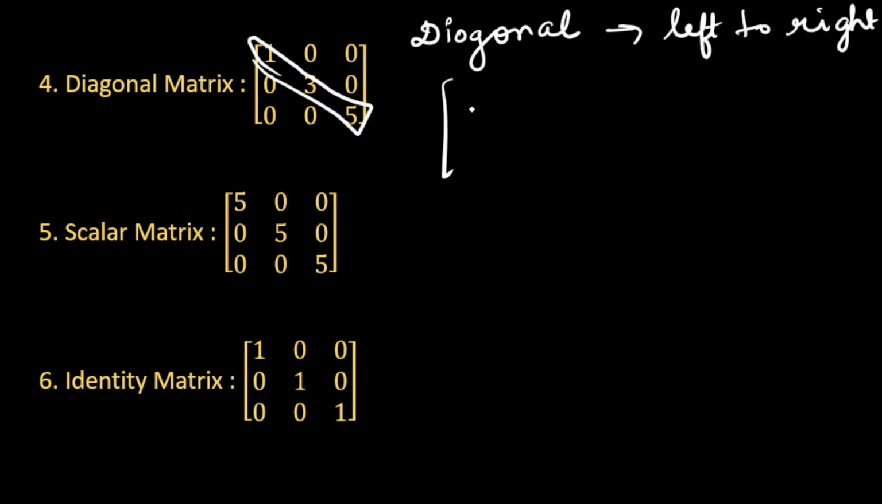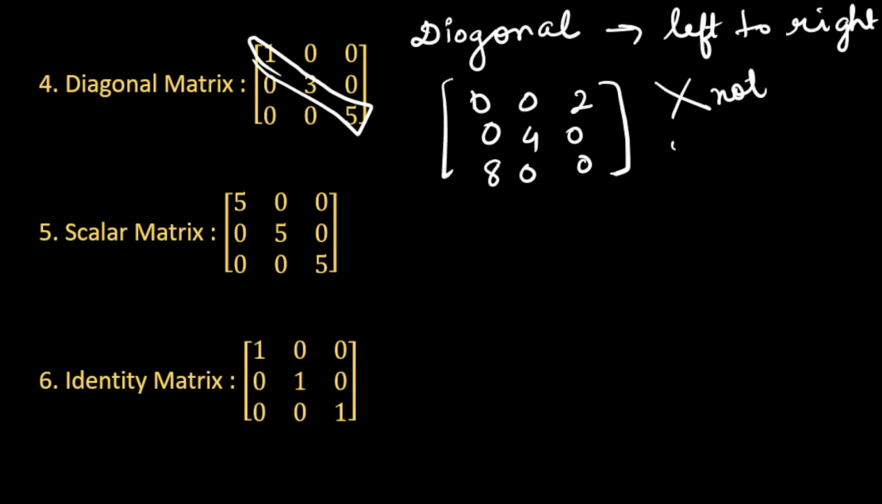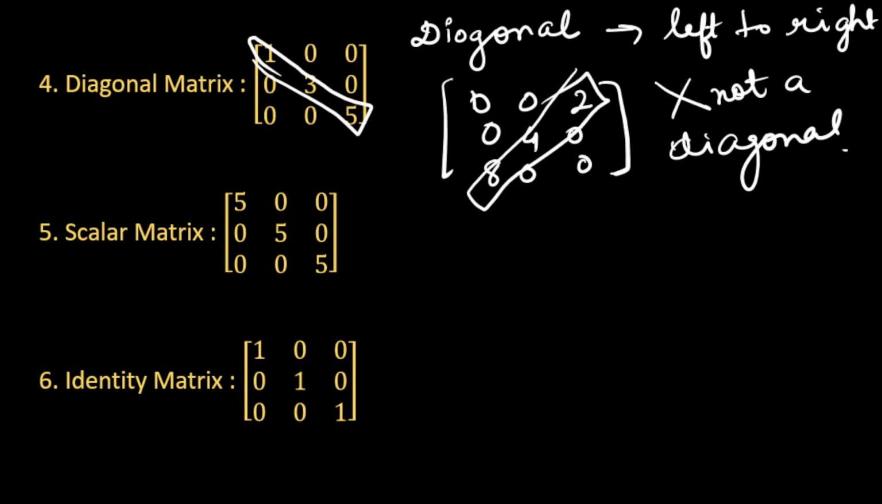For example, if I have a matrix like this, here we can say other than the diagonal, all the elements are 0. But this is not a diagonal matrix, because its diagonal is from right to left, which we won't consider. The diagonal should always be left to right in the case of a diagonal matrix.